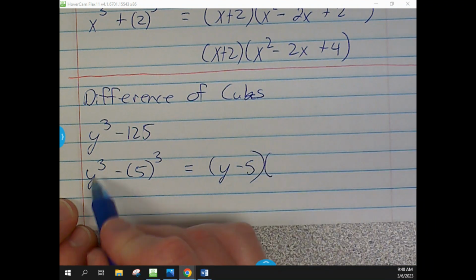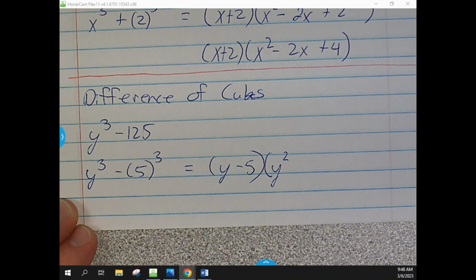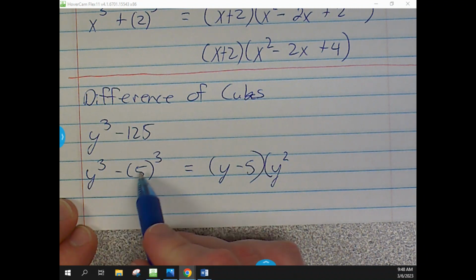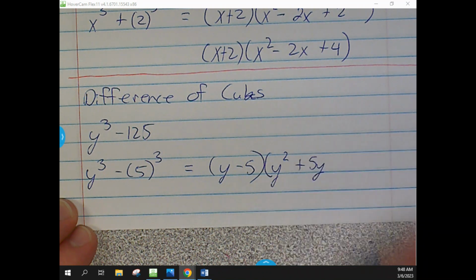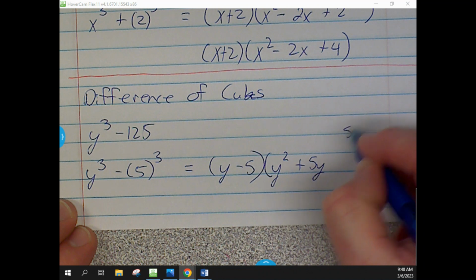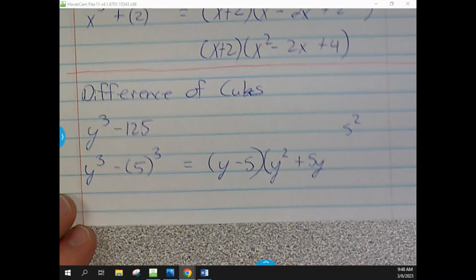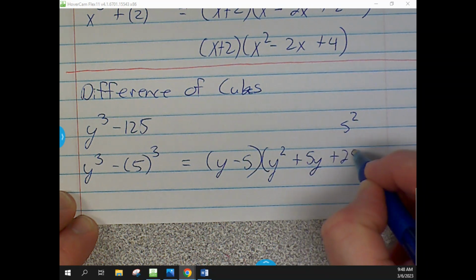And then you're going to take whatever this first term was, and now it's going to be y squared. And then multiply these two things together, so it's 5 times y or y times 5, which is 5y. And that's the last number squared. But again, we can do 5 squared and make that 25.